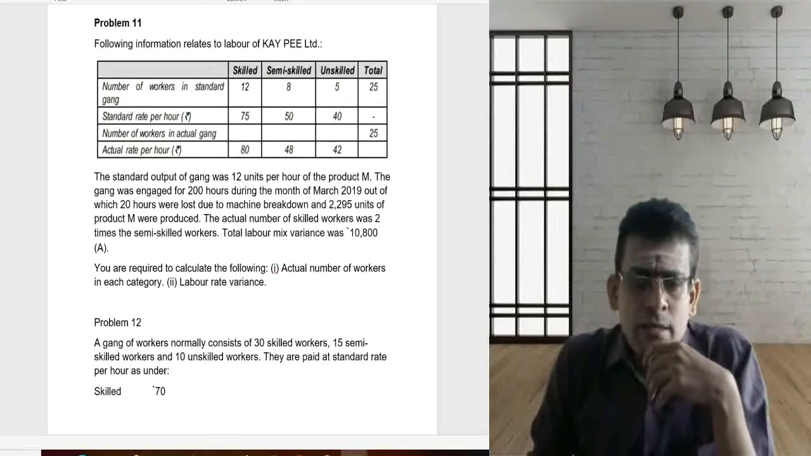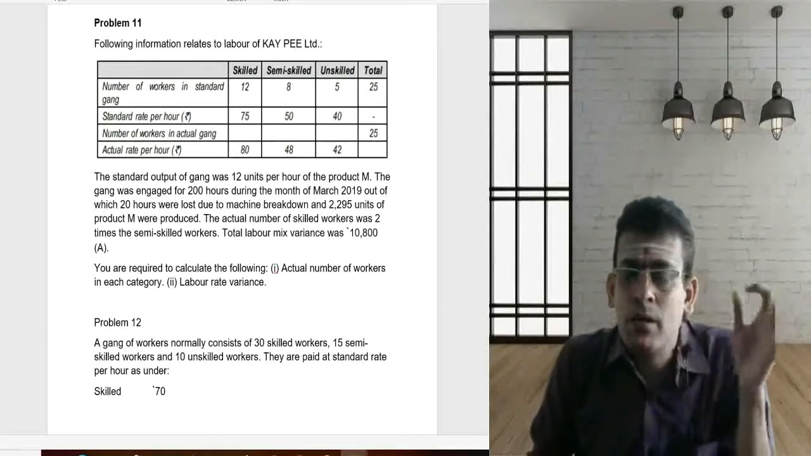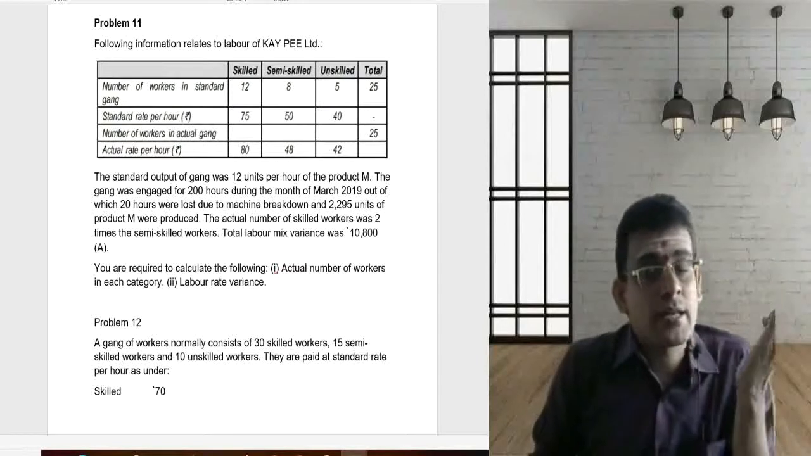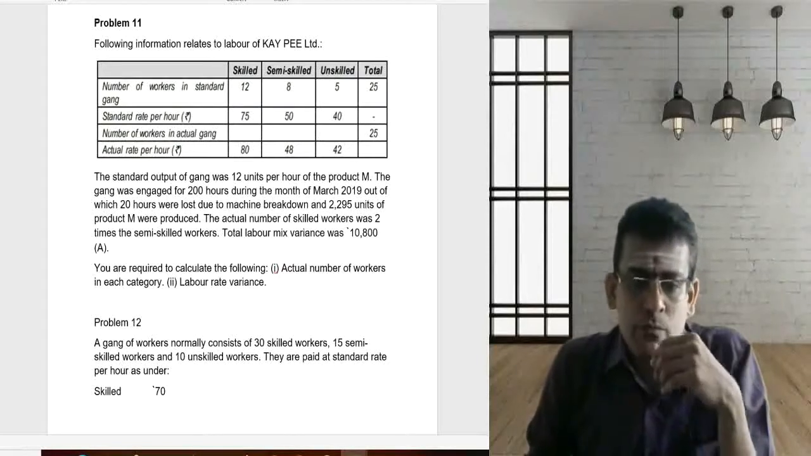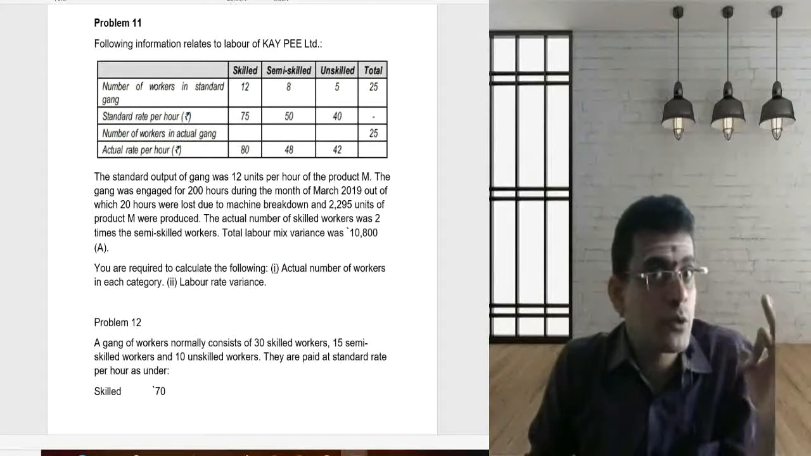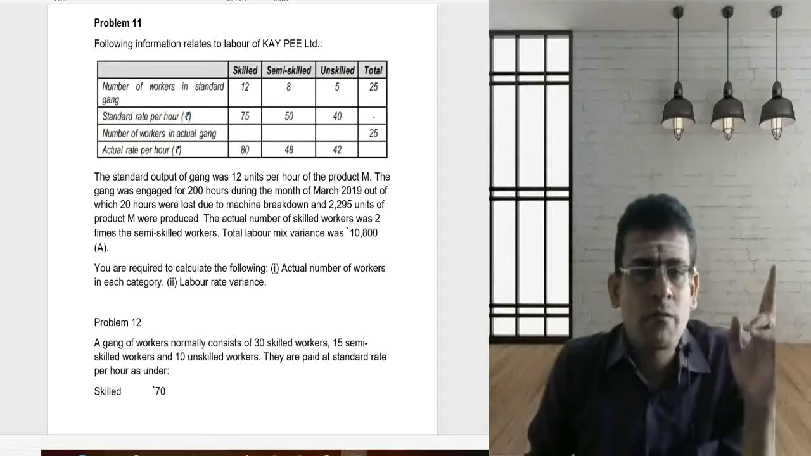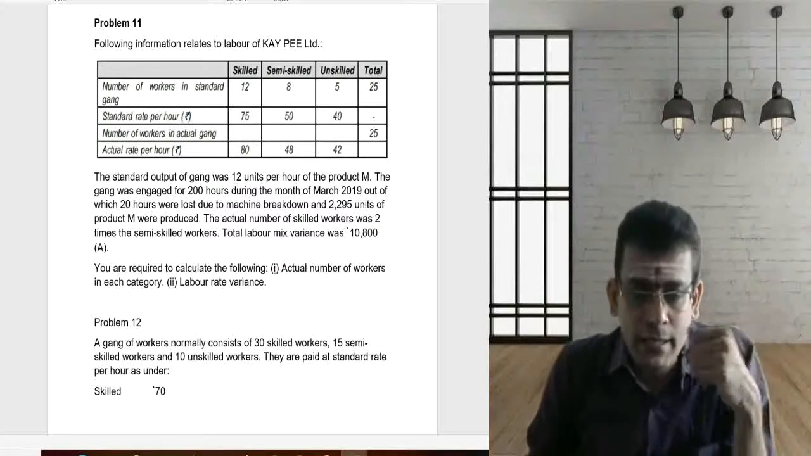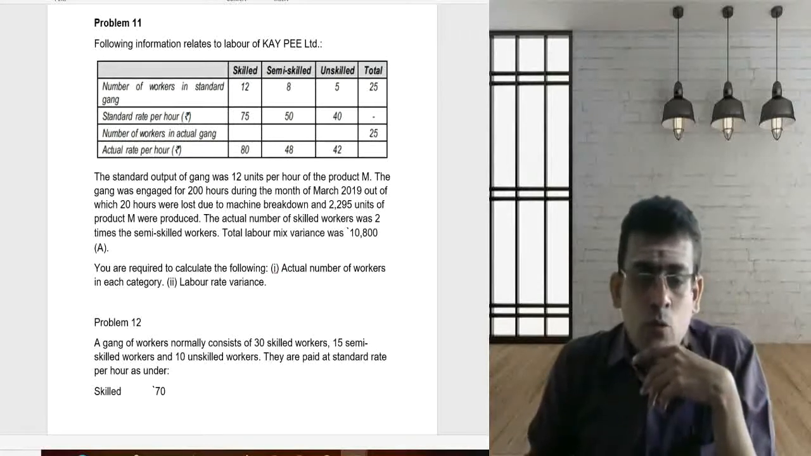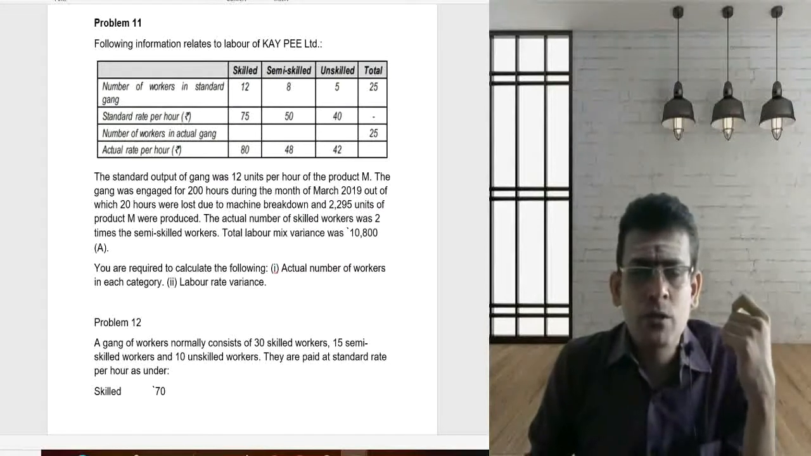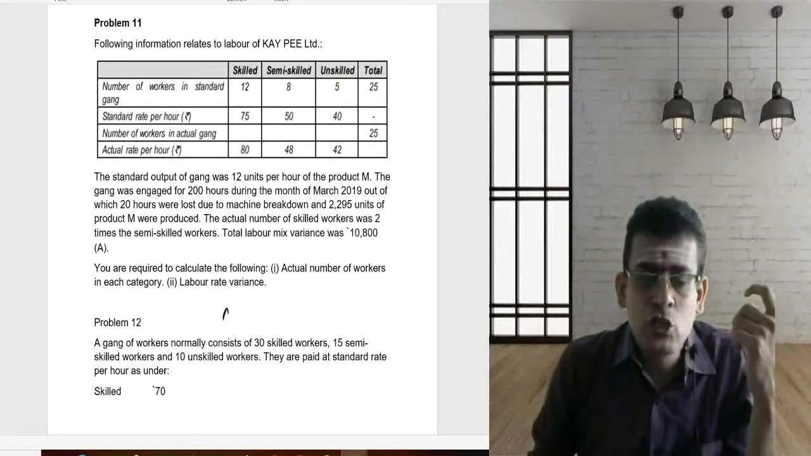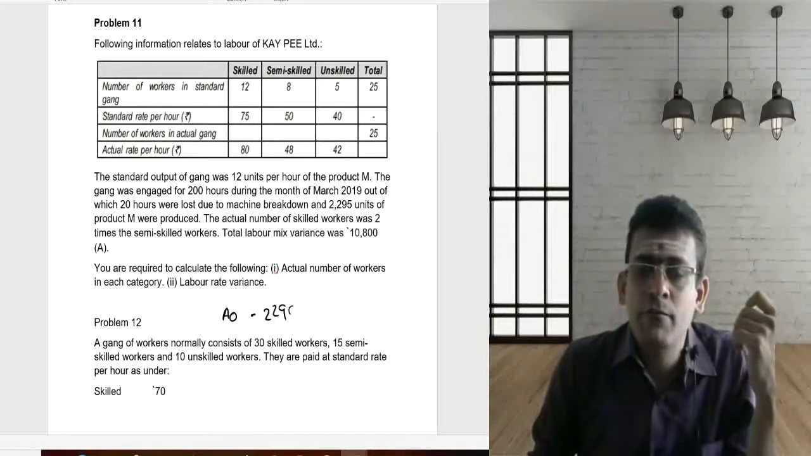The gang was engaged for 200 hours during the month of April. So how many hours have they engaged? They have engaged for 200 hours, out of which 20 hours was lost due to machine breakdown. So actually you are supposed to work for 200, but you are working only for 200 minus 20, 180. So 20 hours was lost due to machine breakdown. 2,295 units of the product was produced. That means actual output is 2,295.